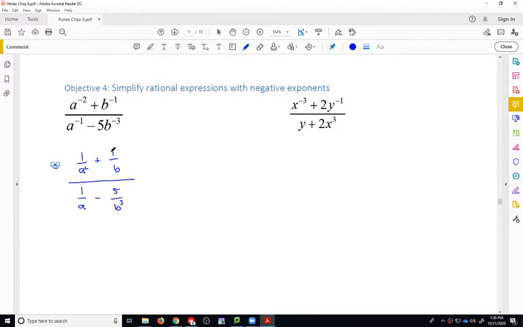So what I want you to do is pause the video, and I want you to rewrite this guy. Before we go into how to solve them, all I want you to do is practice that skill. So can you write this fraction using positive exponents?